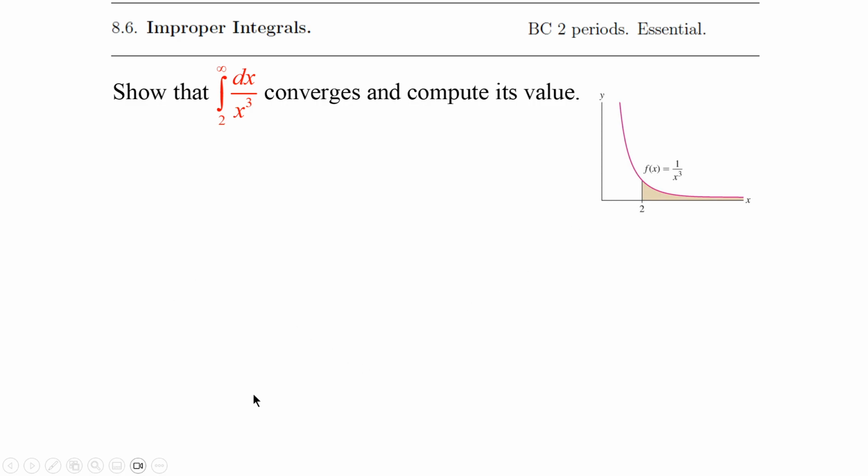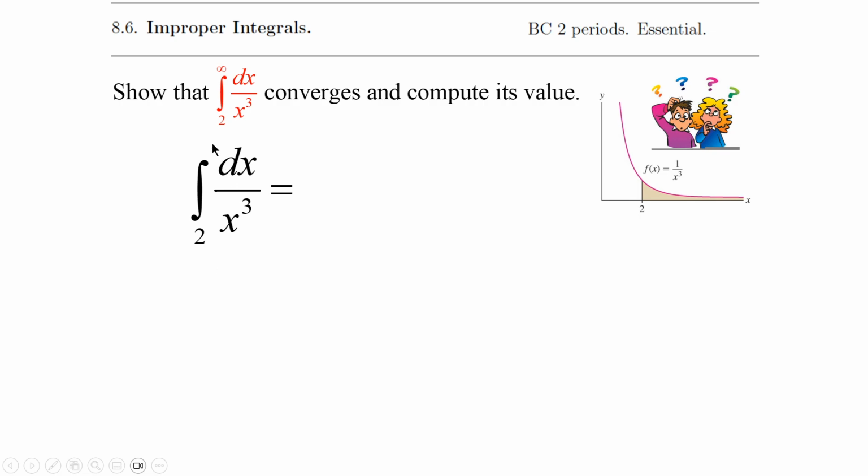All right, so, hey, it is our first problem. Show that the improper integral from 2 to infinity of dx over x cubed converges, and compute its value. All right, so here we go. Now I want this to be really automatic for you guys right here. You see that infinity? You know that your bounds need to be numbers. Infinity is not a number, it's a concept. That makes this improper. So I'm going to call that r, where r is some real number, and we're just going to do the limit as r approaches infinity. Like that, okay.